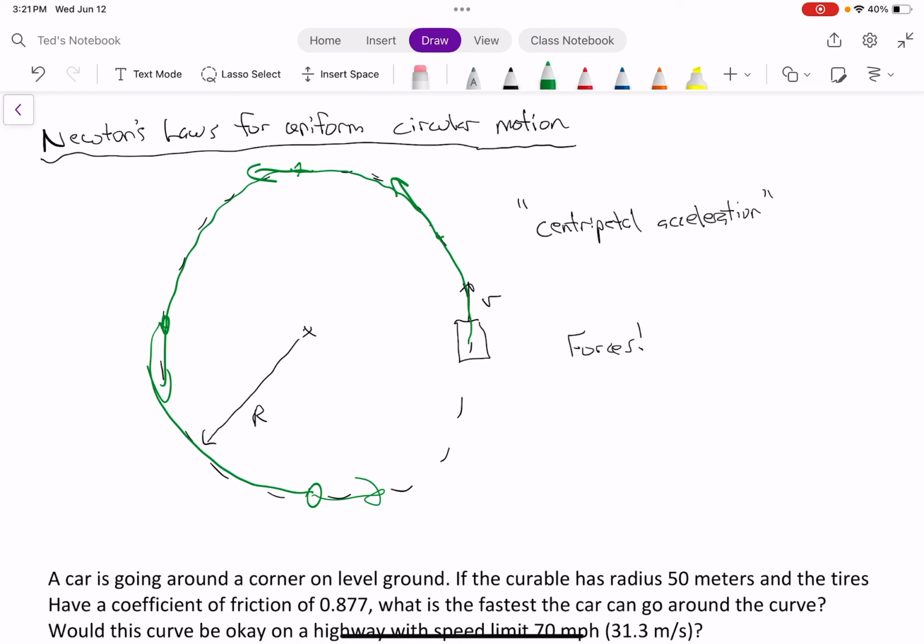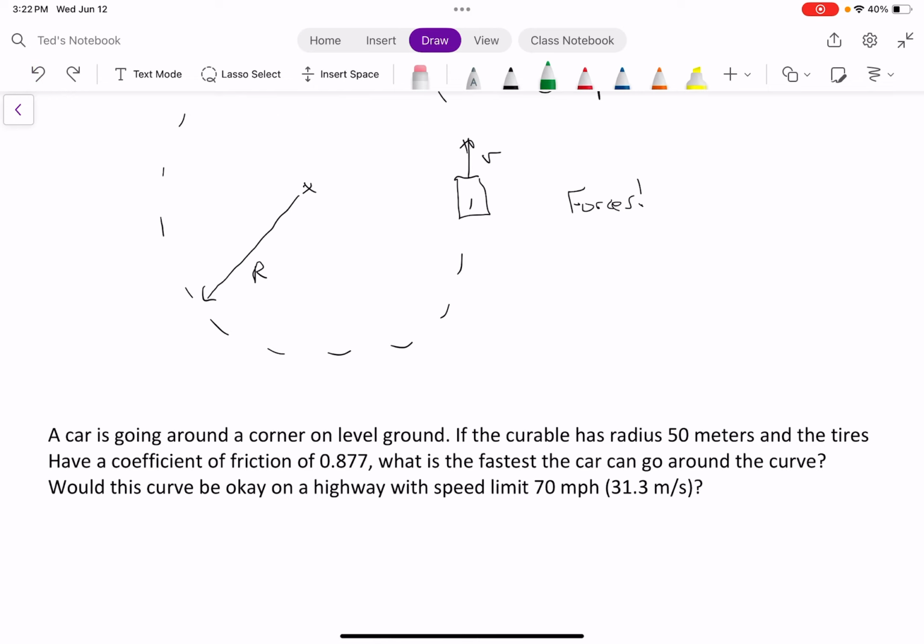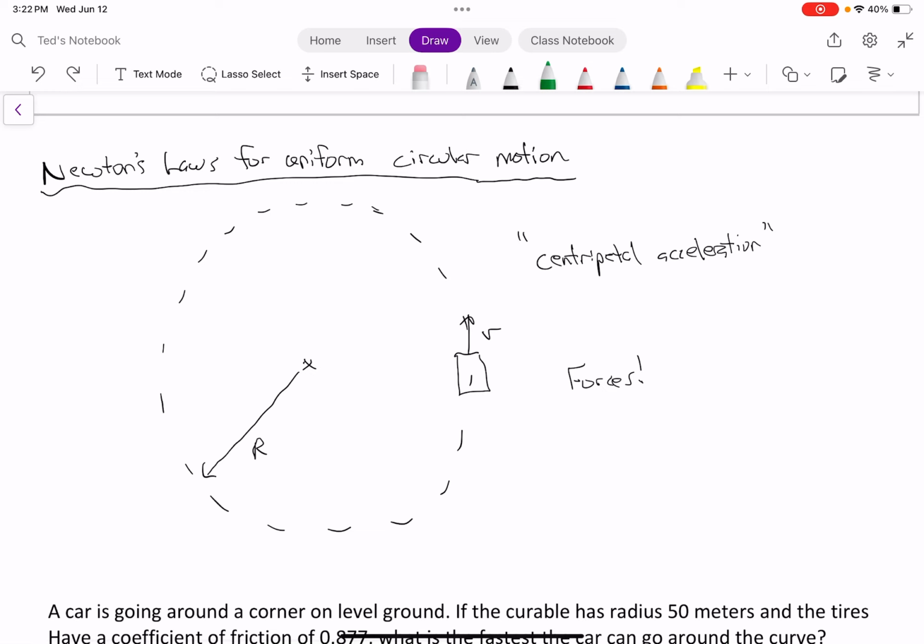And what that means is that the object is accelerating as it moves around the circle. Even though it's not speeding up or slowing down, it does have an acceleration. And as we learned in previous chapters, the acceleration of an object moving in a circle is equal to its velocity squared divided by the radius of the circle. So the faster you go, the more acceleration you have, and the smaller the circle is for the same velocity, you would have bigger acceleration.